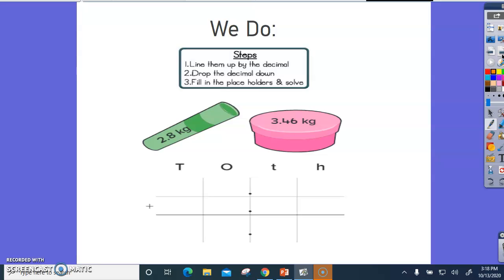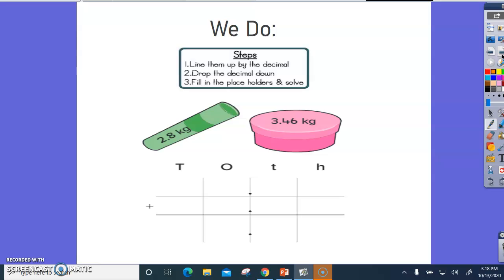So here we have two weights. They're still both measured in kilograms. The first one reads 2 and 8/10. And the second one reads 3 and 46/100. So make sure that you are writing them down, the digits that are in front or after the decimals, in the correct place.